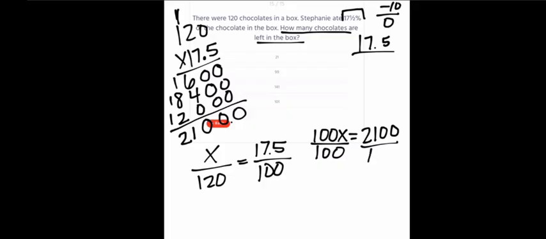I'm going to divide by 100 to isolate the x. I cross out 2 zeros because they have it in common, and I get x equals 21. So that's how many she ate. It's a lot of chocolate, Stephanie. Totally okay, we're not judging you.